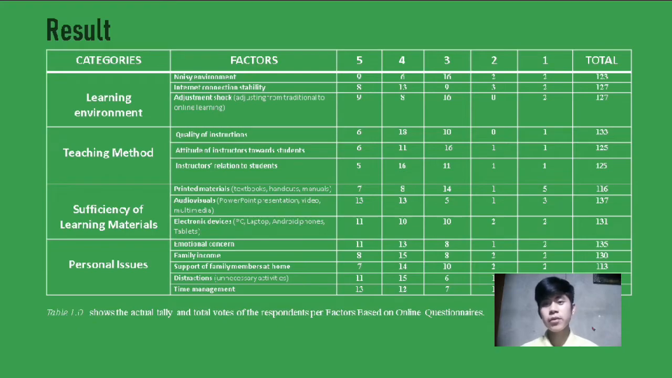As shown in Table 1.0, the tally of respondents' votes who rated 5, 4, 3, 2, and 1, and the total weighted votes, are based on the online questionnaire survey form.